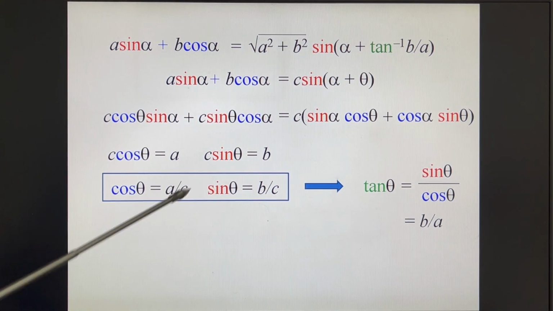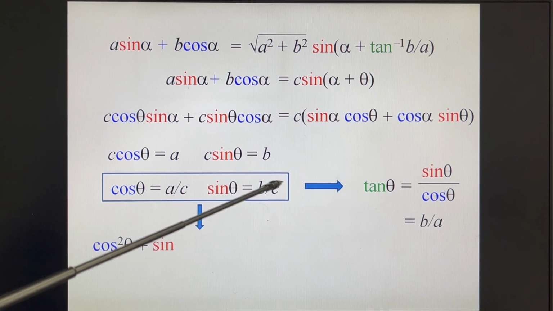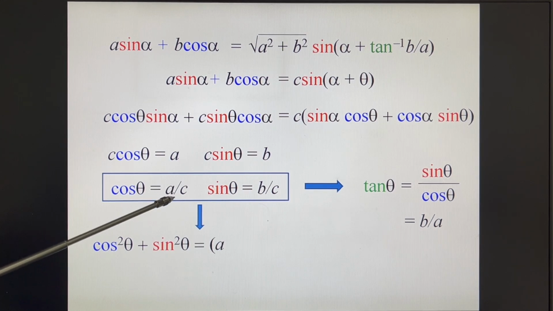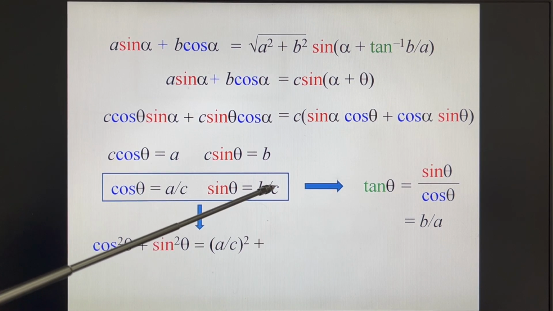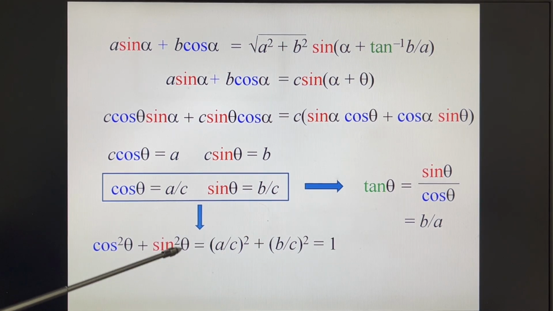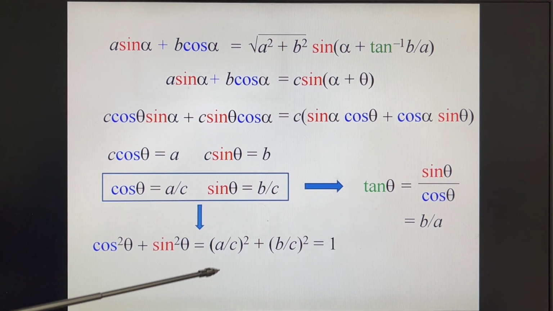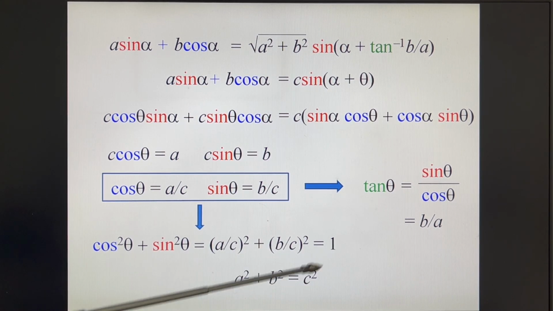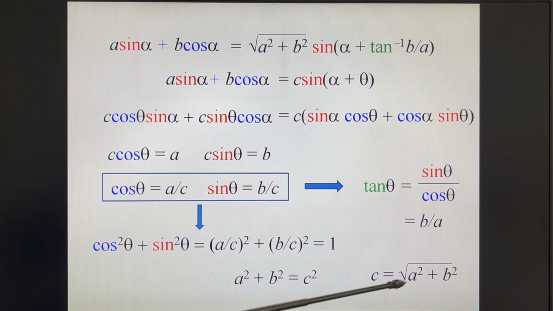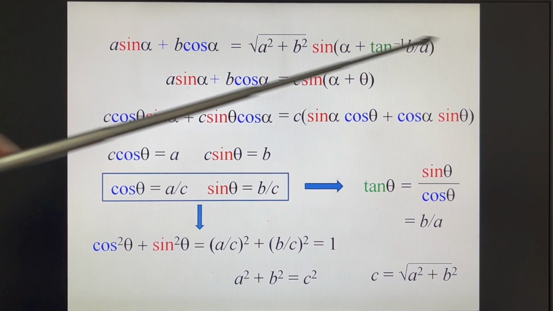How about C? Let's see this one. Cosine squared theta plus sine squared theta equal to A over C squared plus B over C squared. And this should be 1 because sine squared plus cosine squared equal to 1. And from this, I get A squared plus B squared equal to C squared, and C equal to square root of A squared plus B squared. Exactly this one. So I put C and theta inside and get this formula.